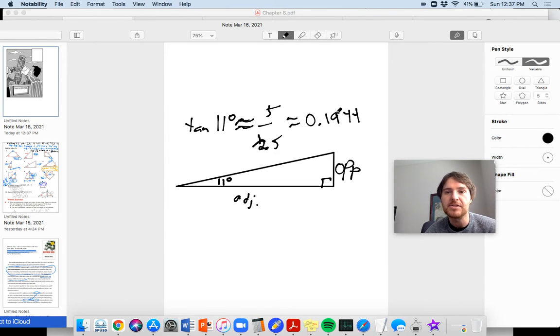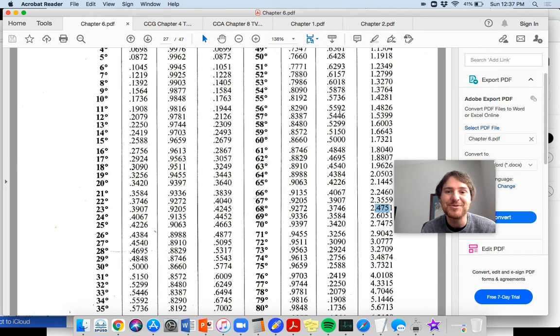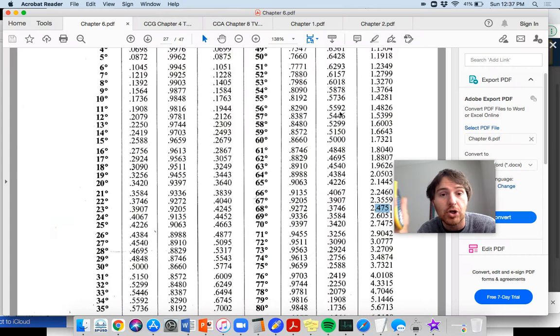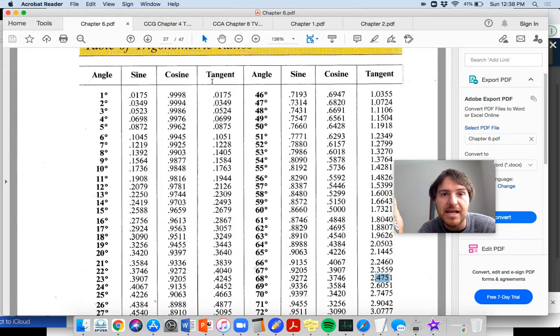So anyways, to answer that person's question, how am I going to do this in the future? I think it's a great question. How am I going to be able to do this in the future when I'm not going to be on grids? Well, we have all the answers already. Every acute angle has this unique opposite over adjacent ratio. So you simply need to look it up on page 271, find 11 degrees, and find the tangent. Remember, the tangent is this column here, 0.1944.